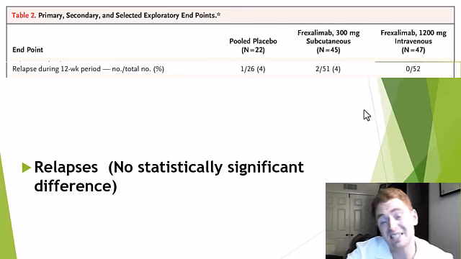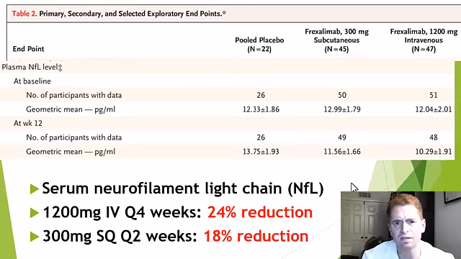I do note there's a slight trend towards fewer relapses with Frexalimab. 1 out of 26 is more than 2 out of 103, but obviously not statistically significant. They also looked at a biomarker for central nervous system injury called serum neurofilament light chain. It's a blood test that correlates with multiple sclerosis flares and worsening disability progression.